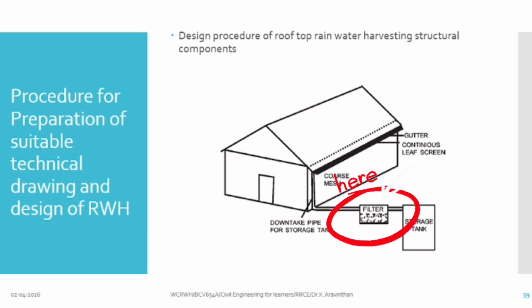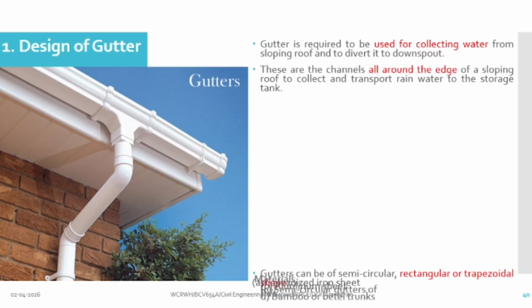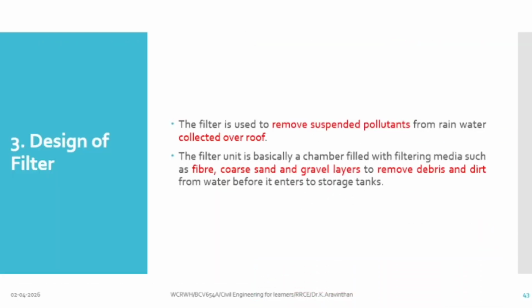Sir, why do we want a filter? Just like that we can store it in any container or the tank. Why we need a filter is that the rainwater will have dust. When it is falling on the roof, it will collect the dust. It will collect the chemicals. So this is called a filter. So now the third thing is called filter.